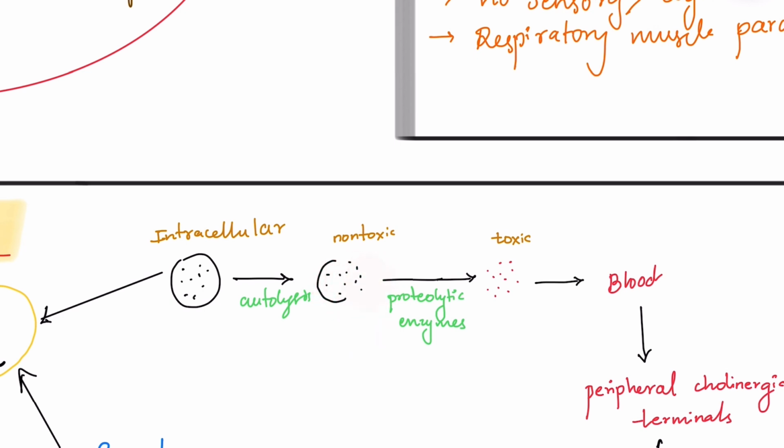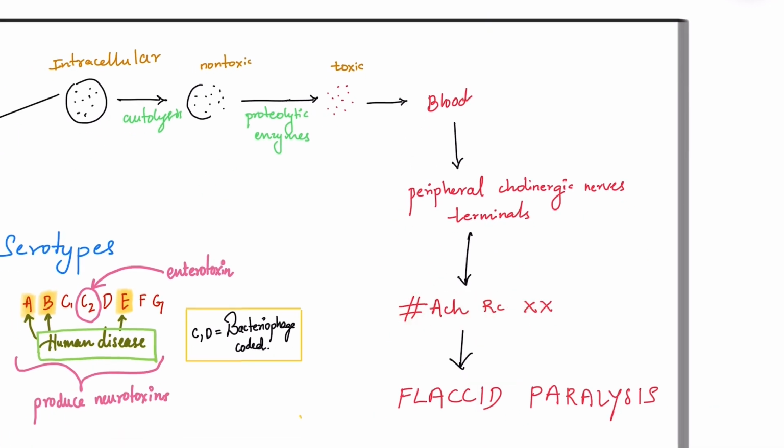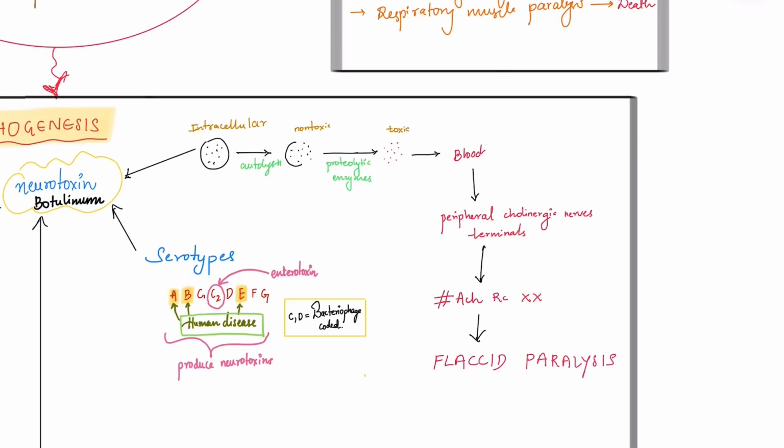Toxin is synthesized initially as non-toxic prototoxin, and it requires proteolytic enzymes to convert it into active form. So the mechanism of action of botulinum toxin is it enters the blood circulation and then to the peripheral cholinergic nerve terminals, and then it inhibits the ACH release, which eventually produces flaccid paralysis, and it does not affect the CNS.